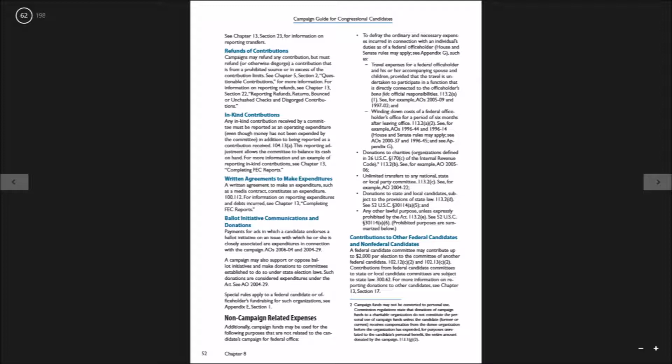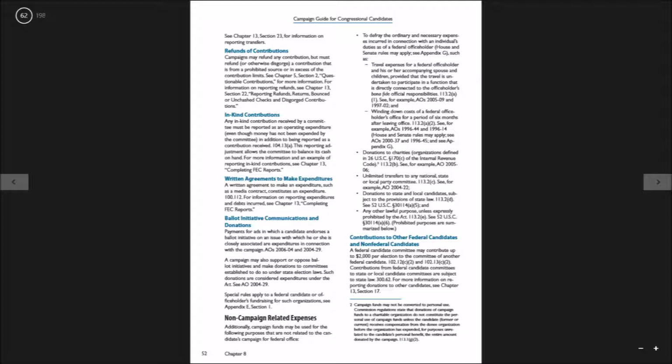Written agreements to make expenditures. A written agreement to make an expenditure, such as a media contract, constitutes an expenditure. For more information on reporting expenditures and debts incurred, see Chapter 13, Completing FEC Reports.